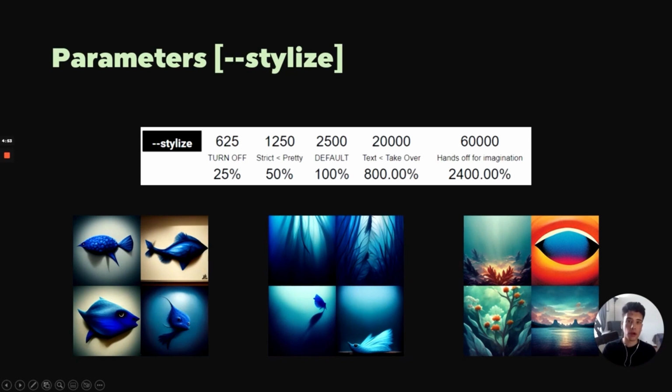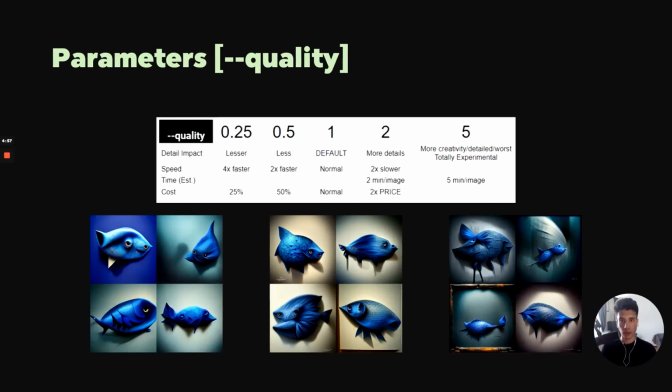Another important parameter that we also need to keep in mind is the quality parameter. The quality parameter ranges from 0.25 to 5. And what does this actually do? This is how fast you want your images to generate, and also how detailed your images should be.